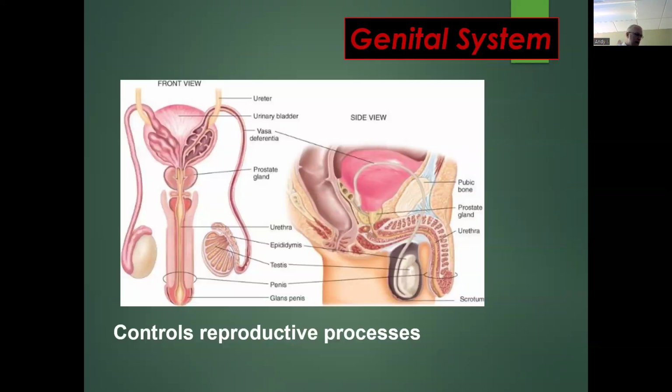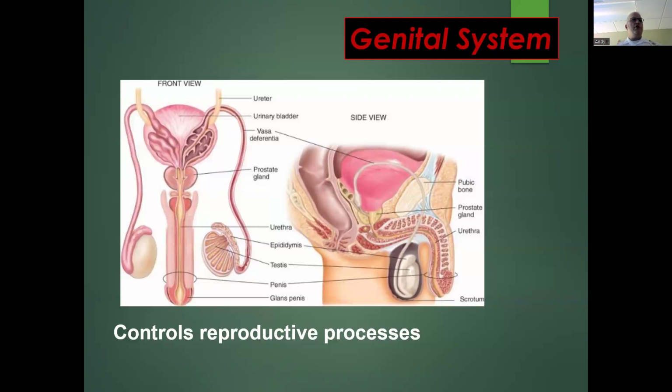So now moving down into the genital system for female and male, this controls the reproductive process, which each one of these areas we're talking about has a system that we'll go through during EMT class.